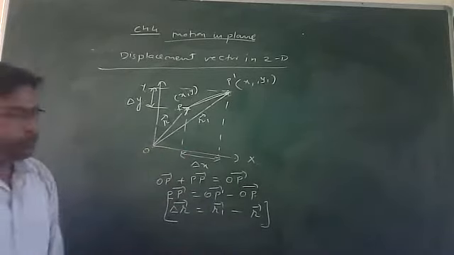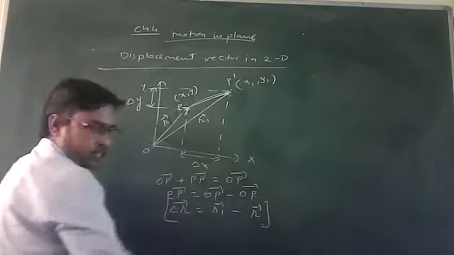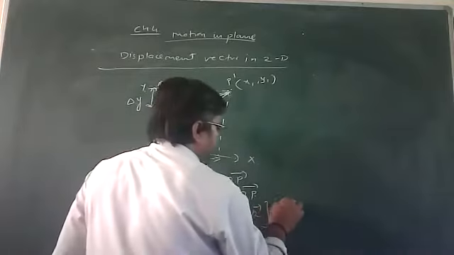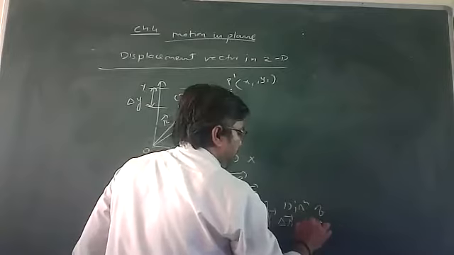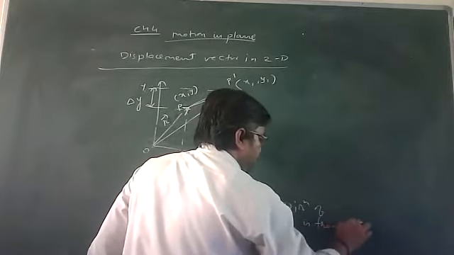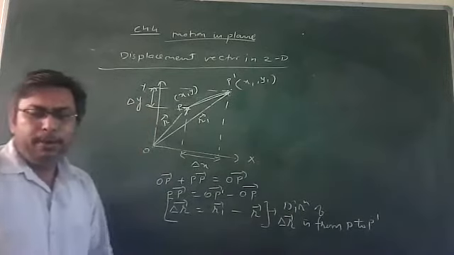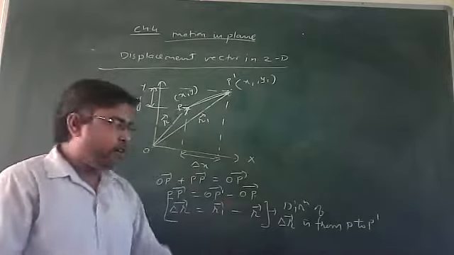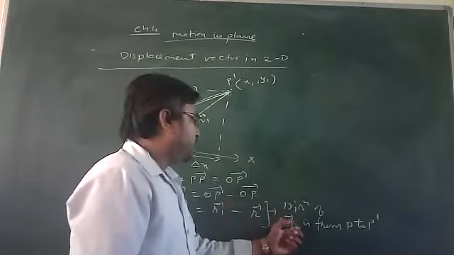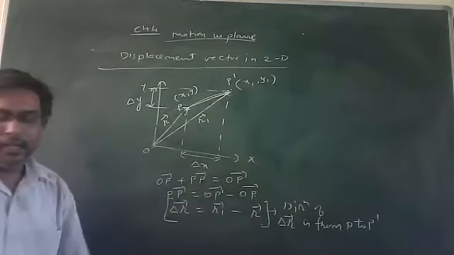This is the displacement. And what is the direction? The direction of delta r vector is from P to P dash. Because displacement definitely has direction. It is a vector quantity. So what is the direction? This direction is from point P to point P dash. This is the direction of the displacement vector.